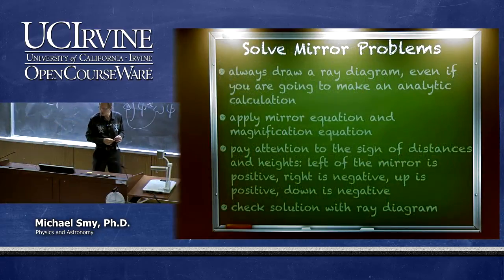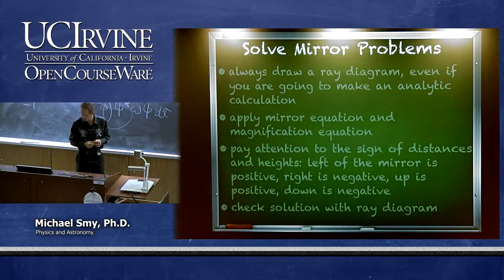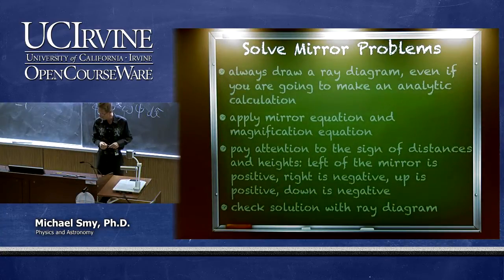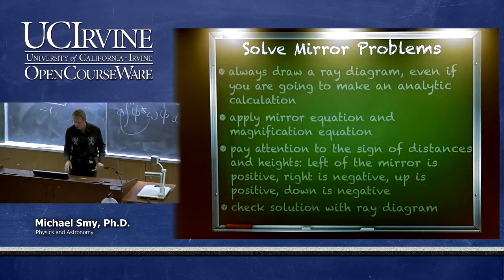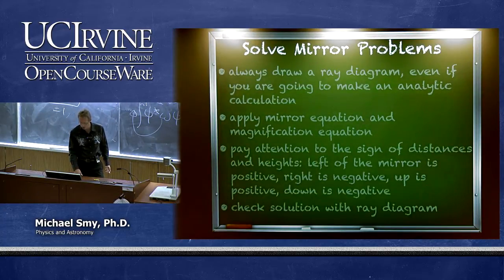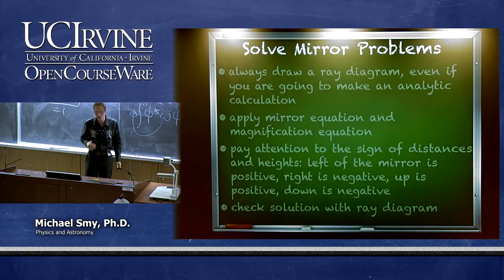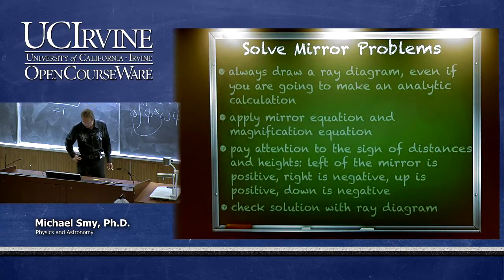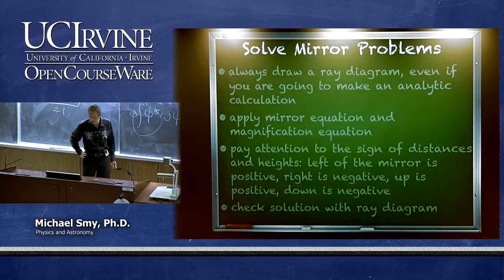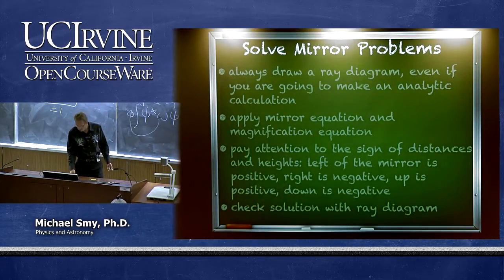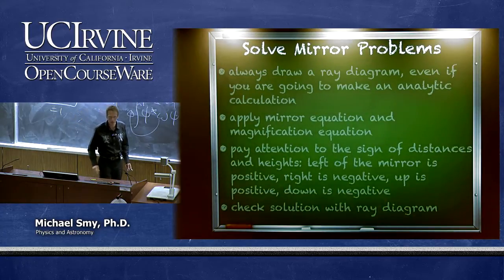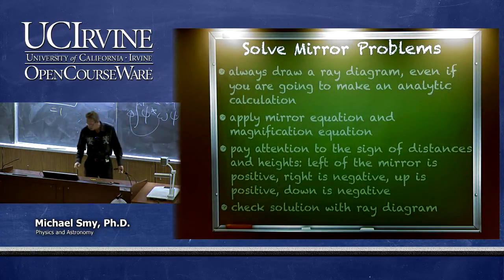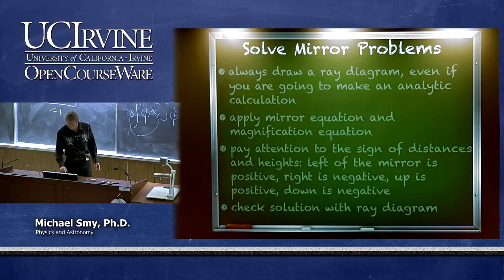When you solve mirror problems, you should always draw a ray diagram as a cross-check. Even if you're going to calculate analytically where the image is going to be and what size it's going to have, first draw a ray diagram so that you know the approximate answer. Then apply the mirror equation and magnification equation. Be careful with the signs. Left of the mirror is positive, right is negative, upright is positive, and down is negative. And then check the analytical solution with a ray diagram to make sure that you didn't make a mistake.